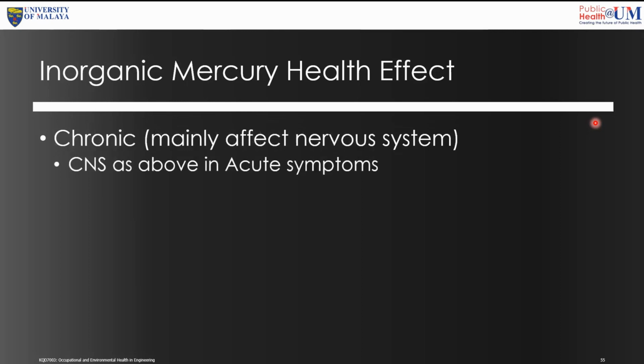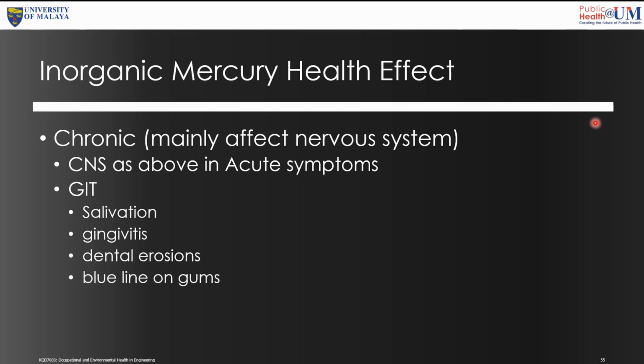Chronic effects are mainly on the nervous system, CNS, as above. Acute symptoms are GIT, gastrointestinal: salivation, gingivitis, inflammation of the gum, erosion of the teeth, and a blue line on the gums. The blue line of the gum is a sign that we can see, and then we can diagnose it as mercury poisoning. More of the chronic effect on the central nervous system is tremors and other kinds of encephalopathy, that is inflammation of the brain.